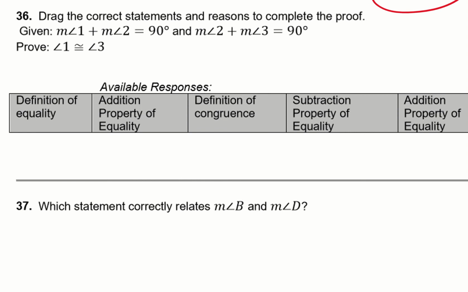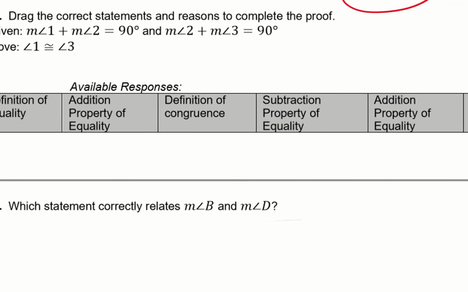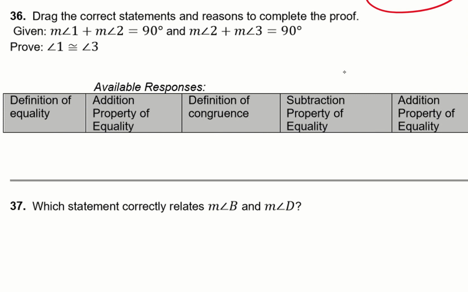All right, drag the correct statements and reasons to complete the proof. So there isn't a picture of the proof here, but we can do the proof for this problem and use these available responses. So we're given that angles 1 and 2 equal 90 degrees, so they add up to a right angle. So that means they're complementary. Angles 2 and 3 are also complementary, and they add up to 90. All right, so if we're given those two things, how can we prove that angle 1 is congruent to angle 3?